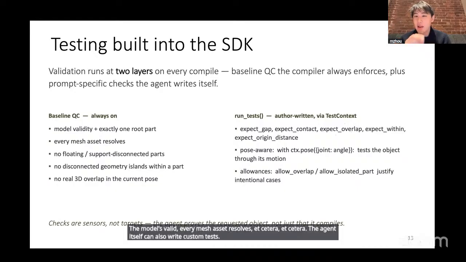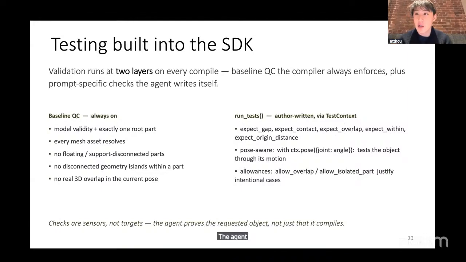So it can expect gaps, expect contacts between objects to use that to test whether things are inserted correctly into each other, or maybe they're not overlapping. The agent can use context and judgment to write those object-specific tests as well.